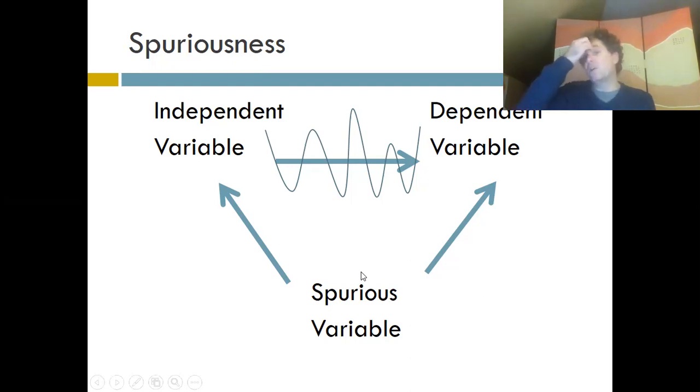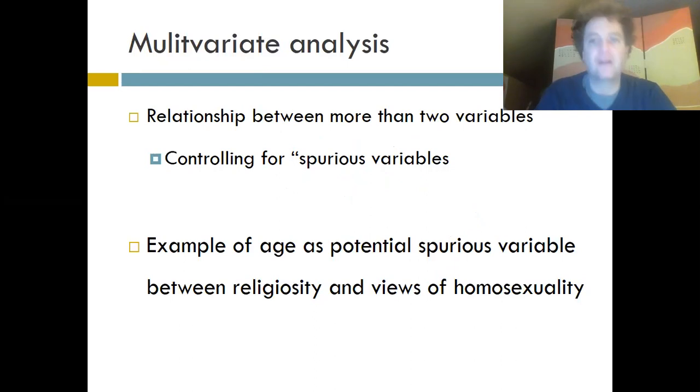And so what we want to do is we want to control for this. We want to check and see if there is a spurious variable. If we can eliminate the possibility of a spurious variable, then we can be more sure that our independent variable is actually causing our dependent variable. Right? Let's see an example of this in action. I think an example will really help to make it clear.